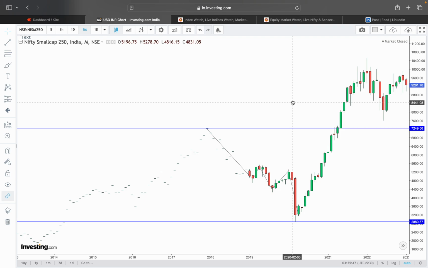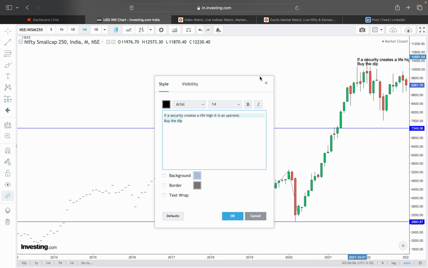At this point, once this high was taken out, or let's just say 7500 was decisively taken out, there is no ambiguity in our mind that this is an uptrend, because we discussed earlier that a security that creates a new life high is in a guaranteed uptrend, and we have a new life high here. So we know that this is an uptrend, and we also know that if a security is in an uptrend, we have to buy the dip.